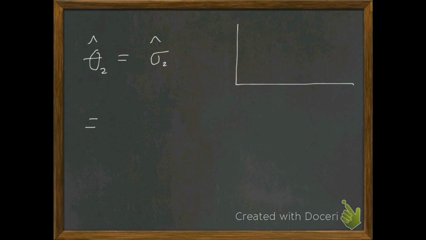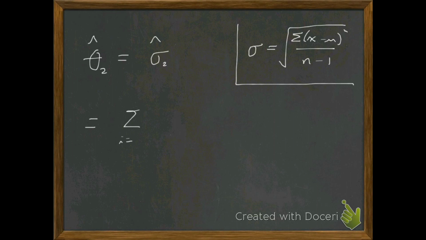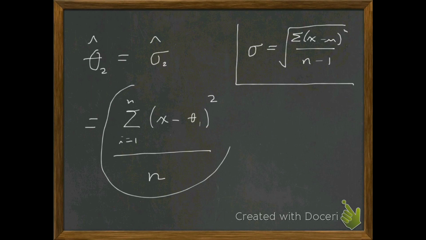If you remember the sample variance formula, we usually divide by n minus 1. But what we get here is actually the sum from i equals 1 to n of x minus mu, well, x minus theta 1, squared, over n. And the reason is this gets into something called biased and unbiased estimators. It turns out that we can show that this is an unbiased estimator, whereas this is not.